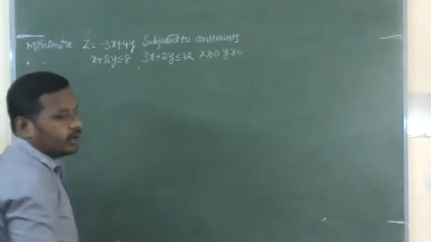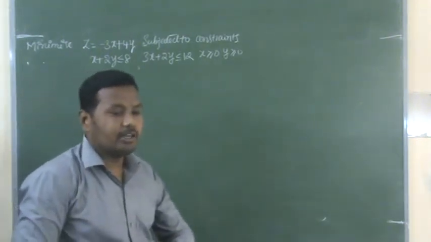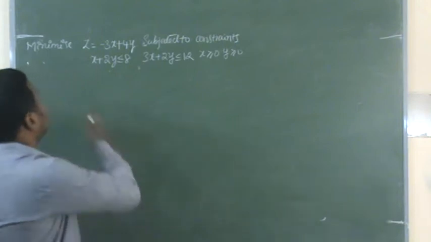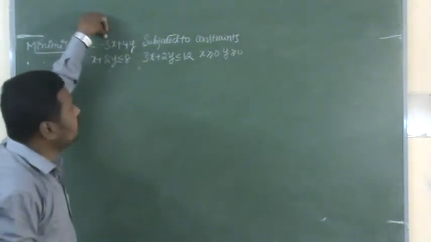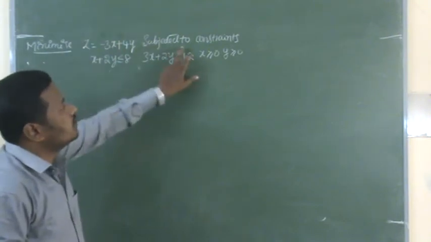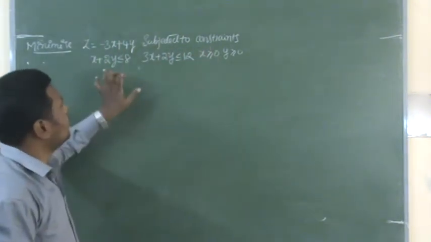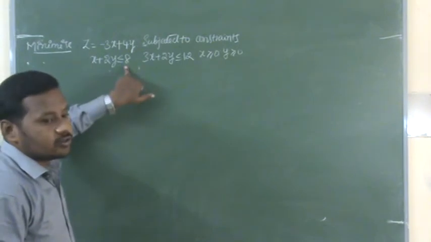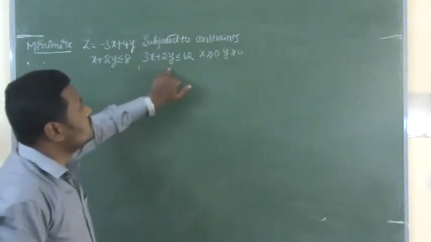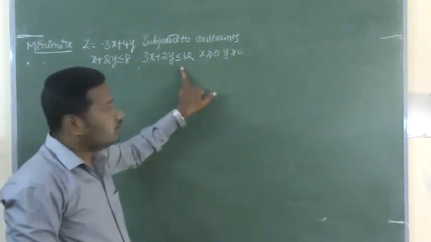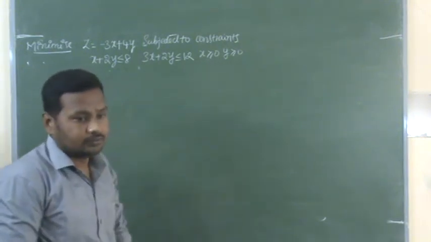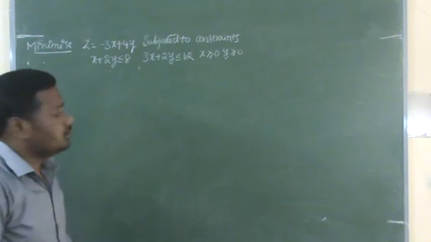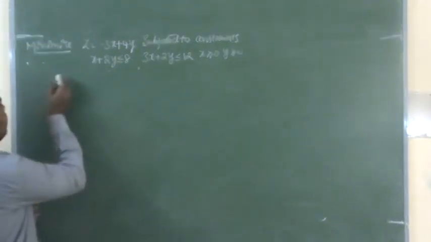Now, to find the minimum value of z is equal to minus 3x plus 4y, subject to the constraints x plus 2y less than or equal to 8, 3x plus 2y less than or equal to 12, and x greater than or equal to 0, y greater than or equal to 0. This is the non-negative constraint. Okay, plotting the graph.